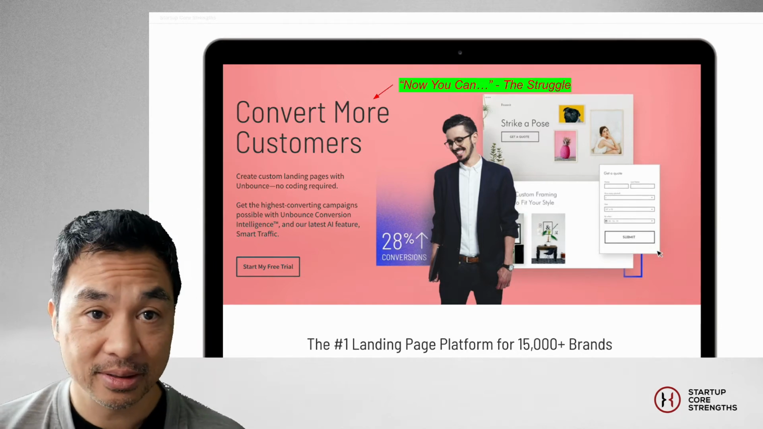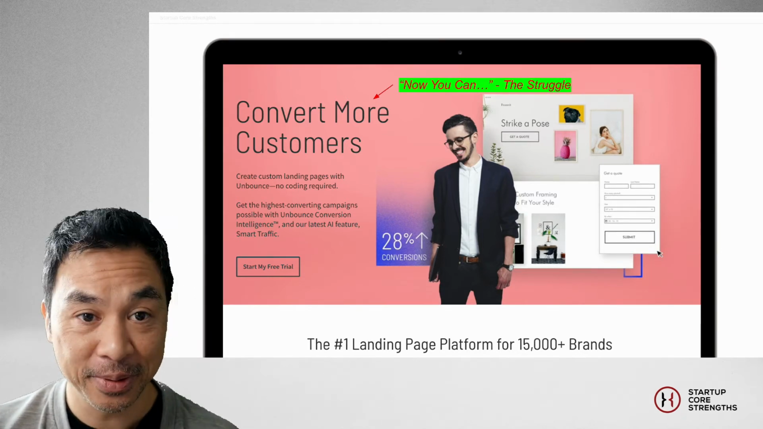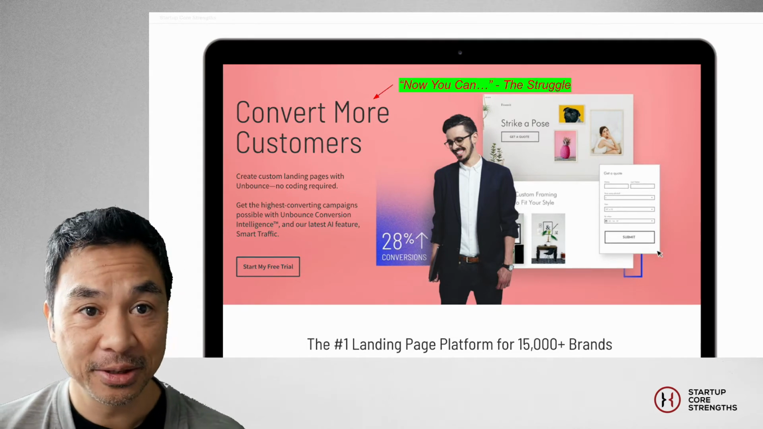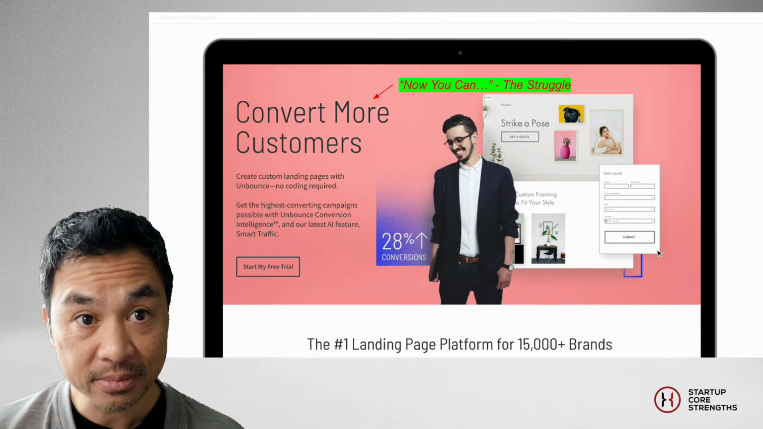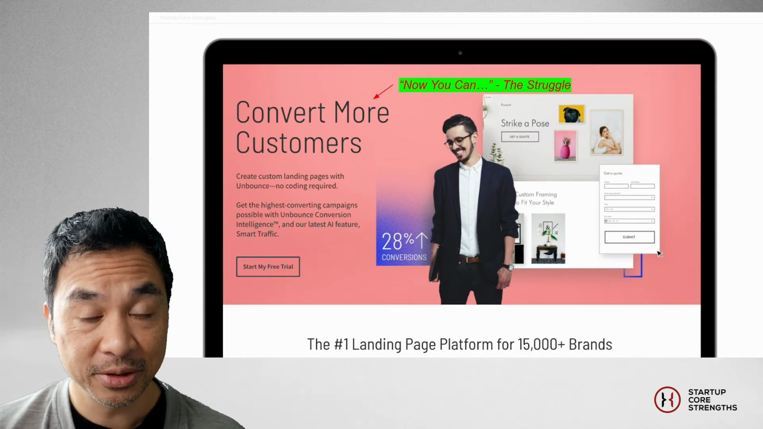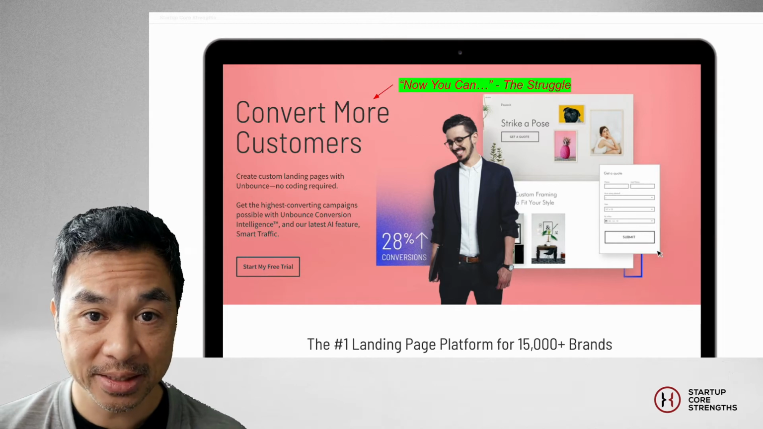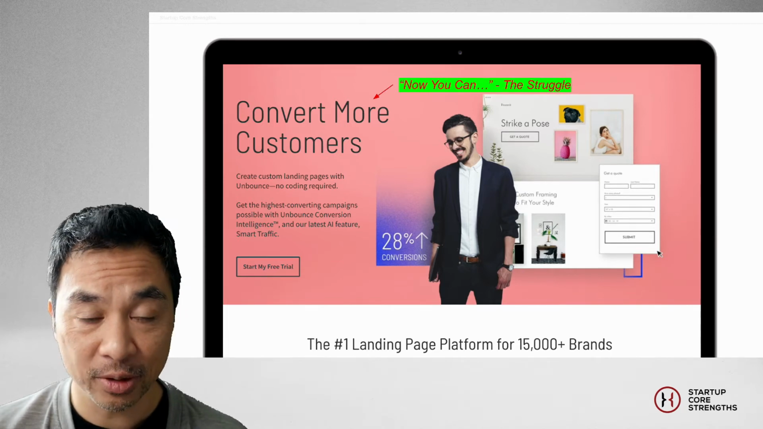So let's look at a good example. And surprise, surprise, a landing page software company does a very good job at crafting good headlines. So let's do the now you can. Now you can convert more customers. So as you can see, based on their customer interviews, I'm sure that this backs out to the struggle. This backs out to that outcome that people are looking to make.